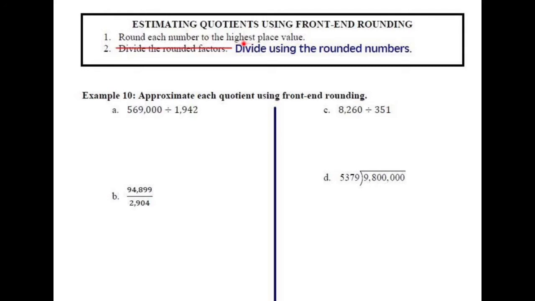And so you're going to round each number to the highest place value, and then you're going to divide using the rounded numbers. They said divide using factors, but factors are not parts of divide problems, are they? They're parts of multiply problems. Okay, so if you would have divide the rounded numbers, that would be fine. Okay, so let's do it.